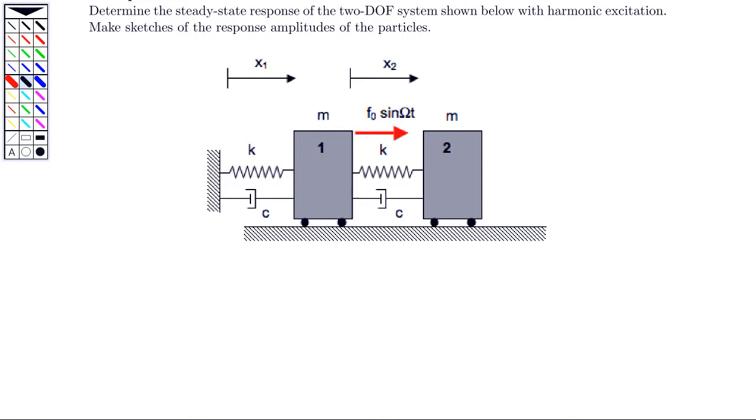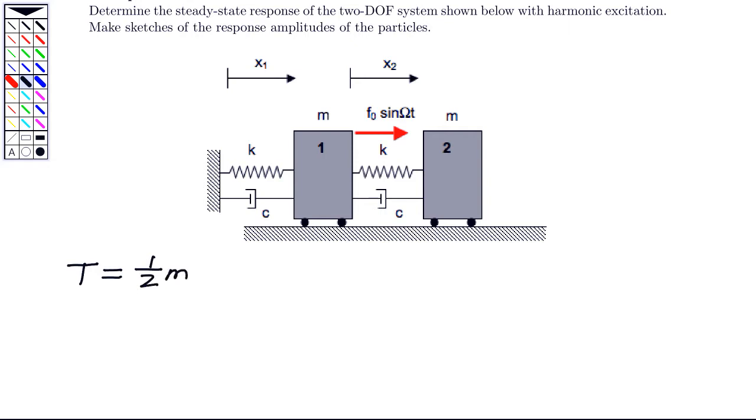What we want to determine is the steady state response for the coordinates x1 and x2 due to this harmonic excitation. As always, we'll start out by deriving our equations of motion. Again, we need to write things in terms of x1 and x2.